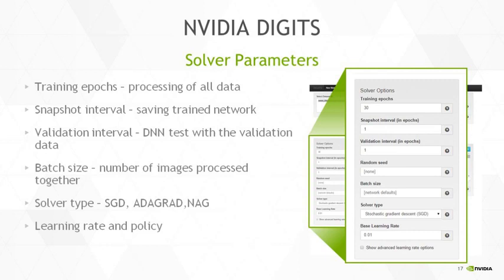Then your validation intervals. I talked about using the validation data to test the accuracy and the effectiveness of your trained network, and this is where you can decide at what interval you do that. What's your cadence for testing that? You can decide the batch size, and that's the number of images being processed together. You can also choose your solver type, and you can also choose your base learning rate.